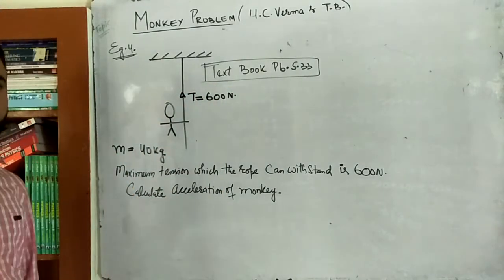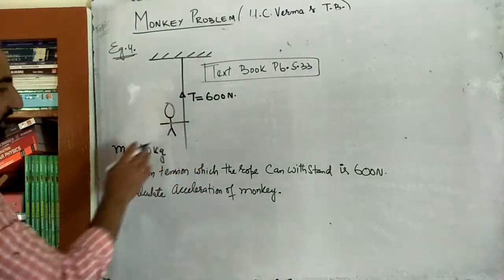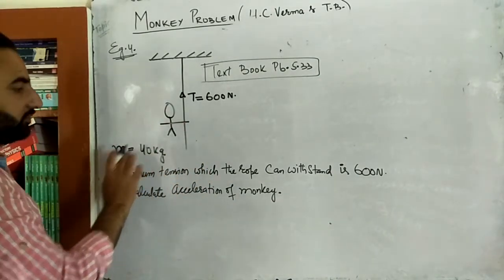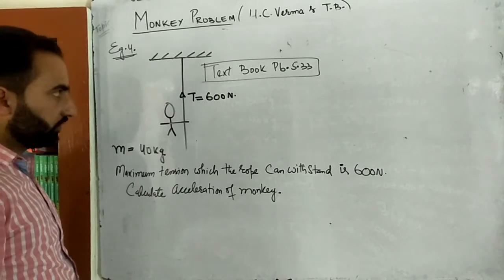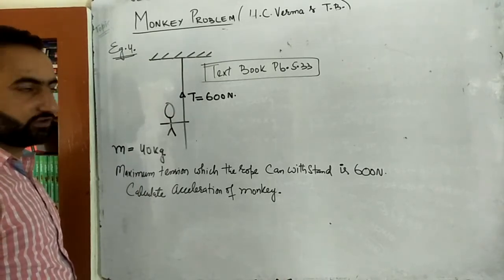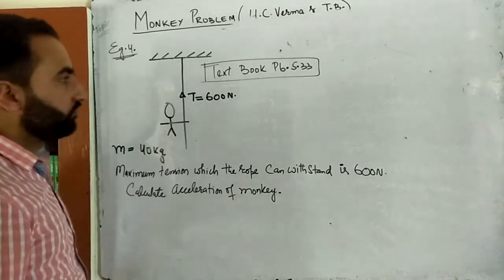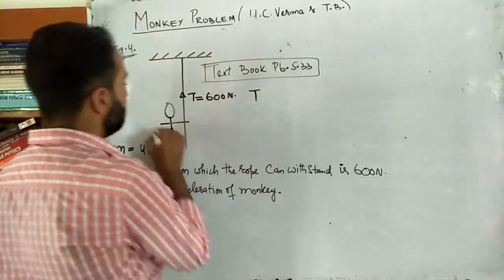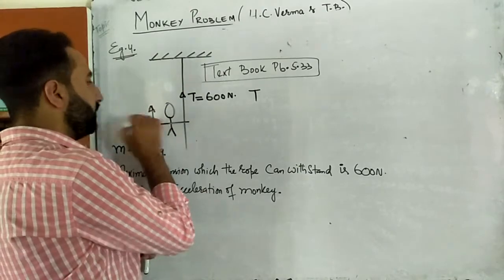Now the question is to calculate the acceleration of the monkey in that very case. This tension is greater than the weight. If you clearly see, the weight of the monkey is 40 into 10, that is 400 Newton. Tension is greater, which implies the monkey must be accelerating upwards or downwards? Upwards. Only then the tension can be greater than the weight. ठीक है ना बेटा? So in this very case, it's accelerating upwards, and we're supposed to calculate A.